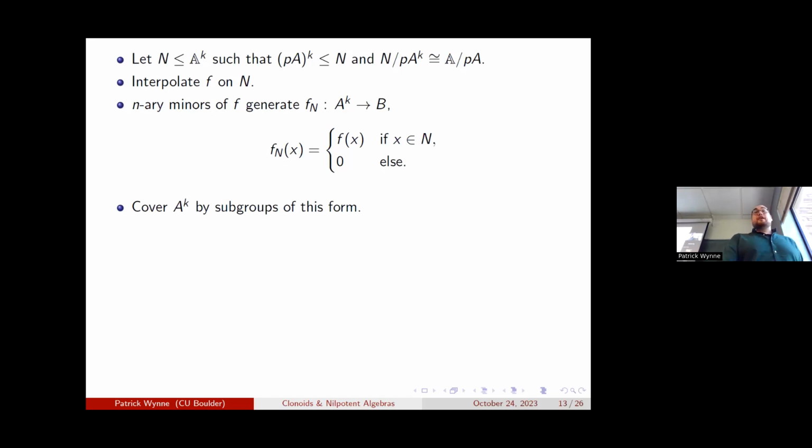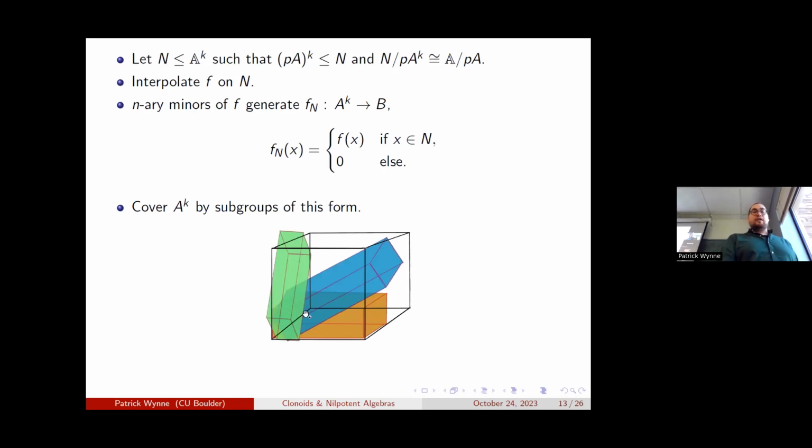And now, just like in the original case for Zp, they intersect. But we have already reduced to the case where they intersect only on pA to the power k, so they intersect where the function is already 0. So then f is just the sum of all of these f_N's. So we can reconstruct f from its n-ary minors, and that shows that every clonoid from A into B is generated by its subset of n-ary minors.